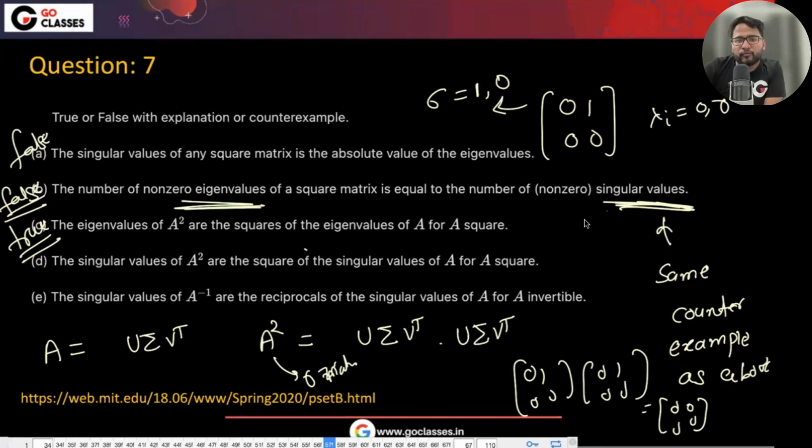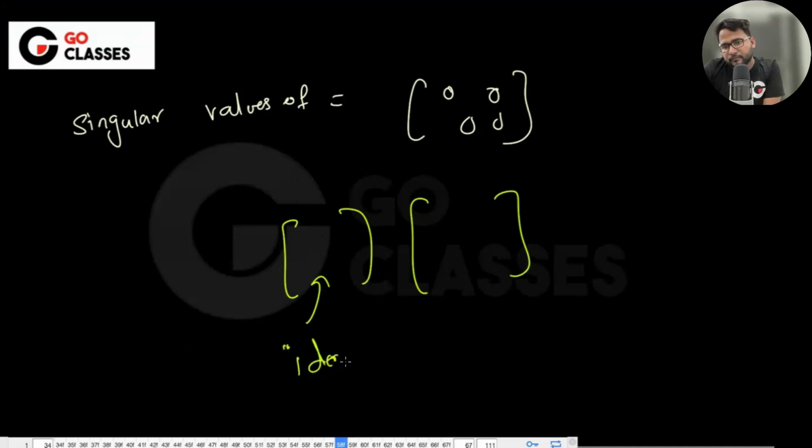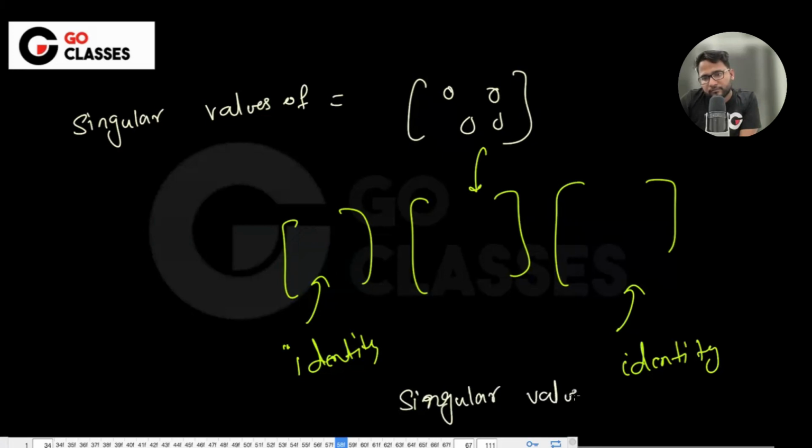What will be the singular values of the zero matrix? This is a diagonal matrix, right? For a diagonal matrix, SVD is very easy. You can say this is the SVD. Here you can take the identity, and here also you can take the identity matrix, because identity is anyway orthonormal, right? You can put it as it is. So what are the singular values here? 0, 0, right? These are the singular values.